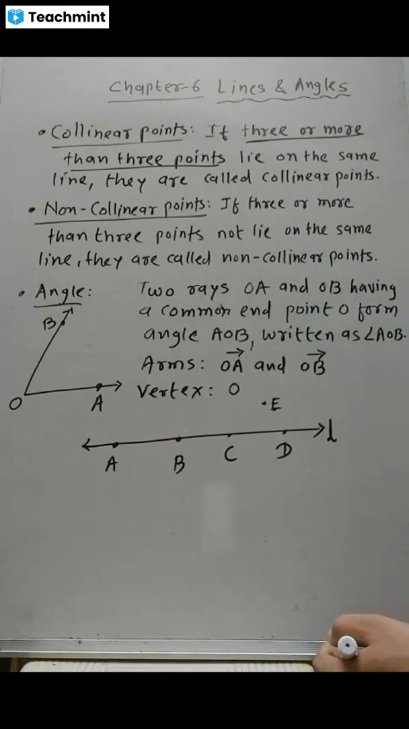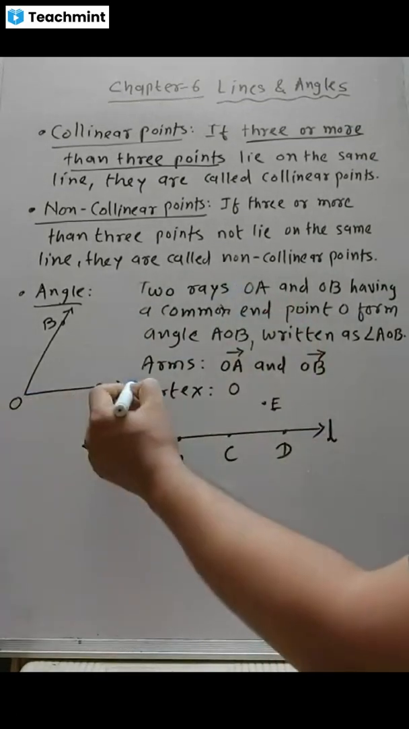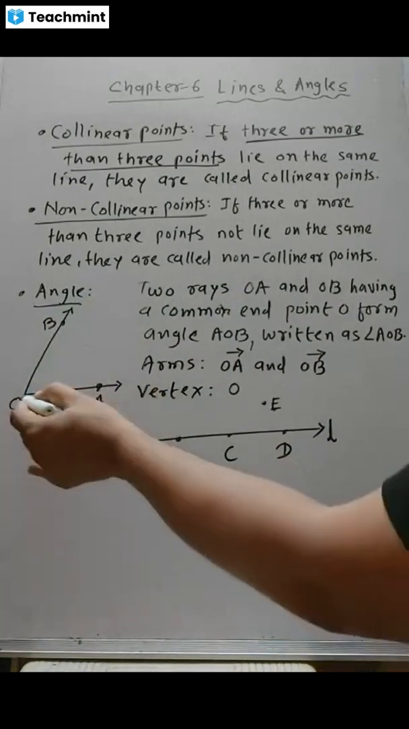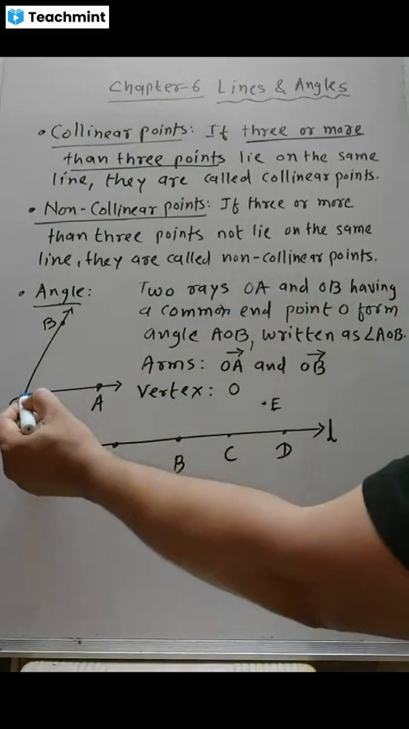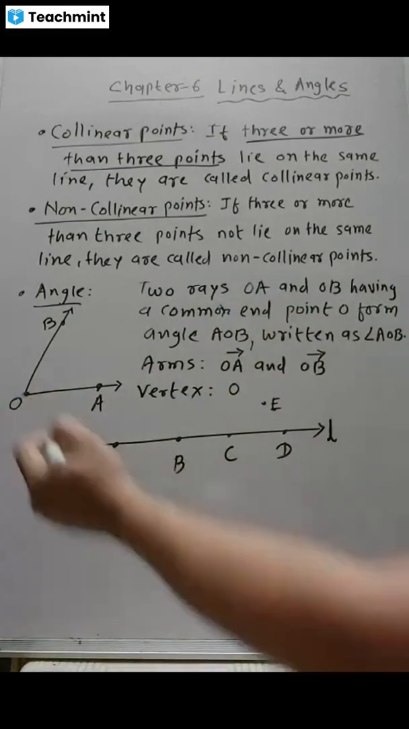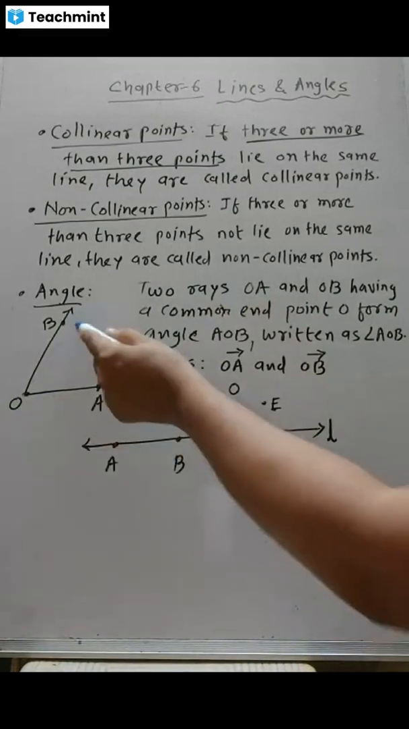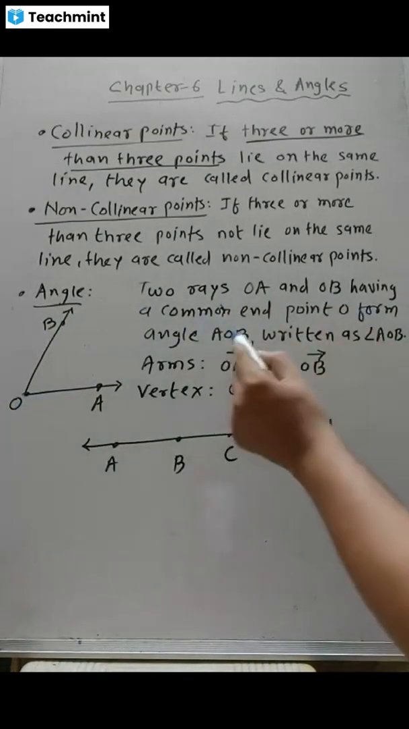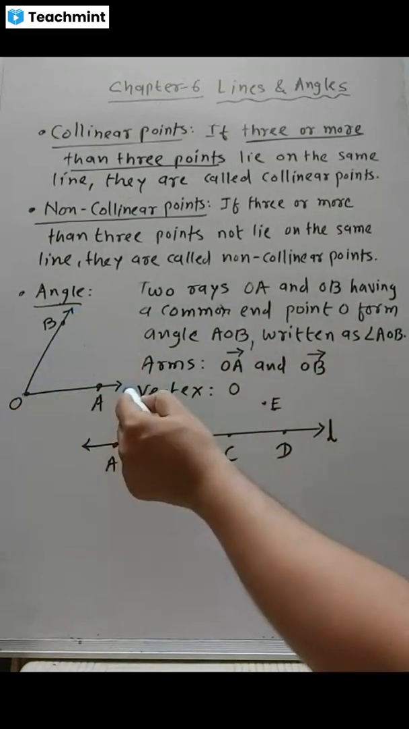Okay. What is the concept of angle? Two rays, ray OA and ray OB, having a common endpoint. The common endpoint O is called the vertex. Two rays OA and OB having a common endpoint O form angle AOB. Angle AOB, or we can also write angle BOA.